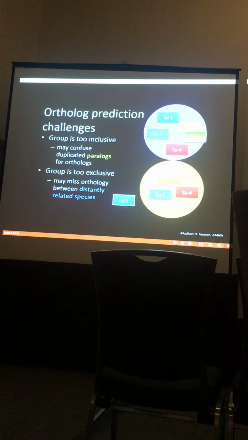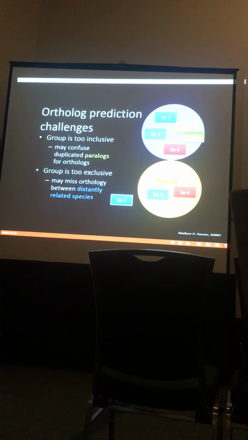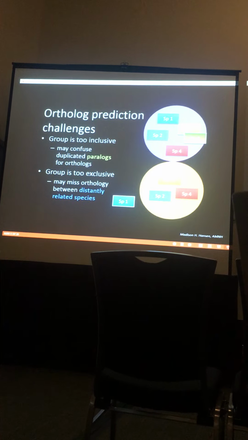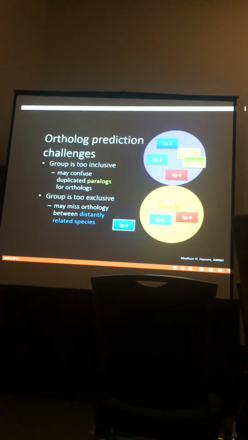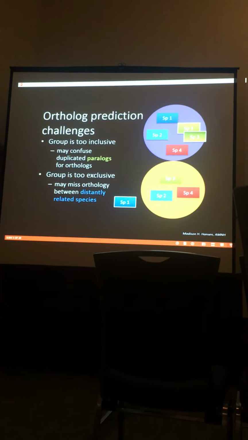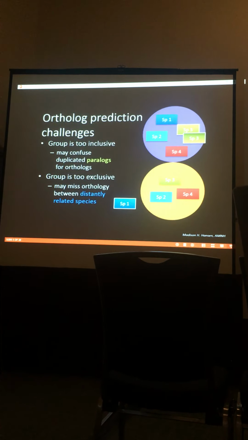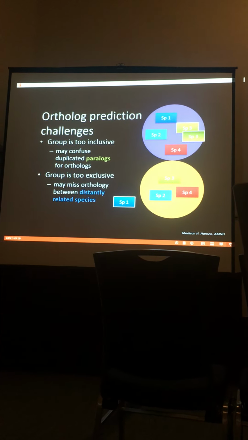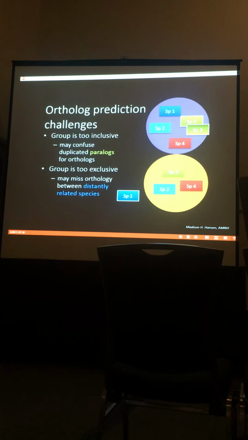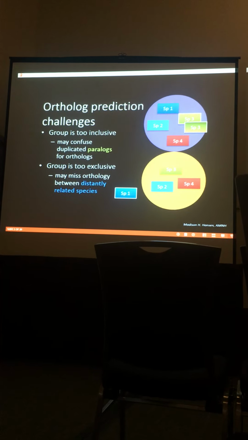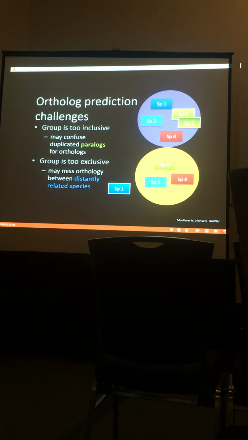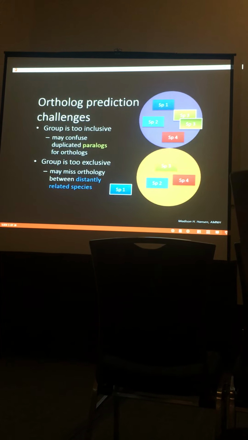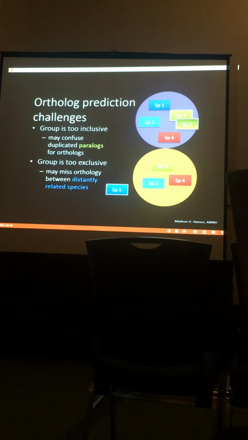The other problem you can get is that the group could be too exclusive. If you restrict the kind of genes that you can let into the group, you might be missing orthology from distantly related species because maybe this gene just evolved and changed a lot over time and now is unrecognizable even though it really was an ortholog. And you can get these two problems in the same analysis. It's not like one method is always going to be too inclusive or too exclusive. So it can be very complex, and people have addressed this in many different ways.